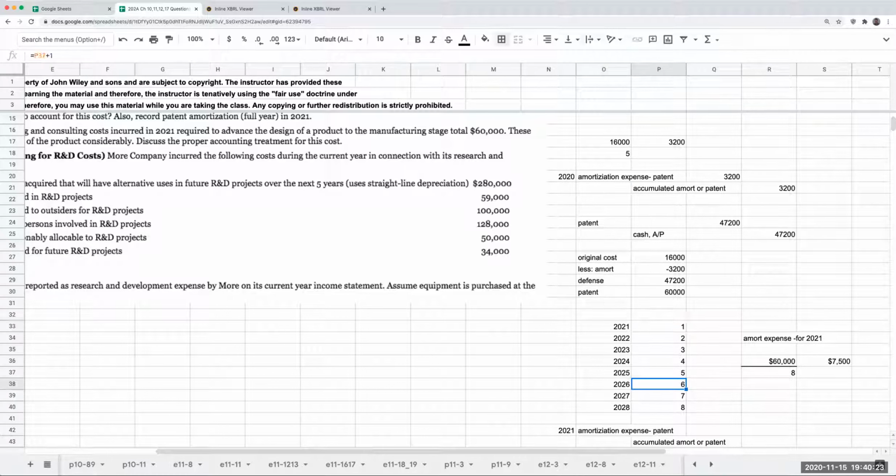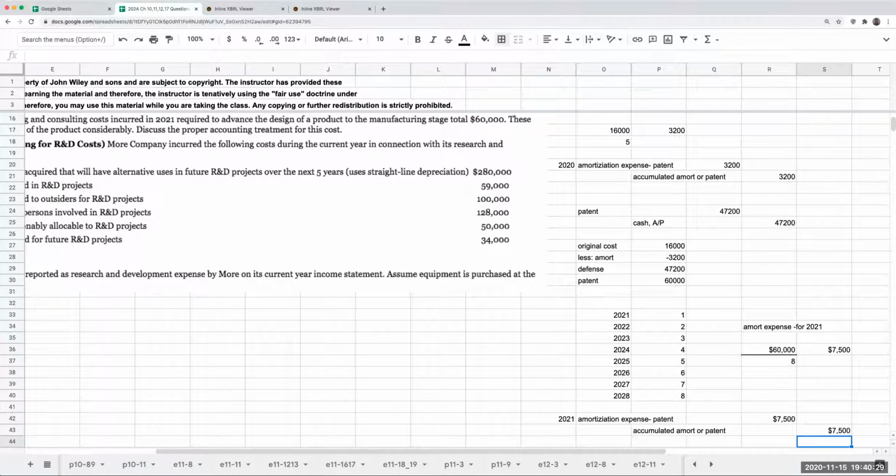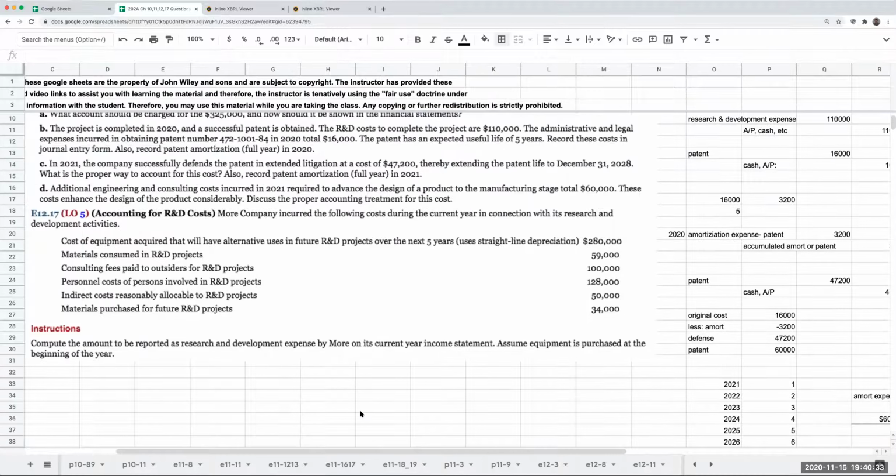And so this here would just be the 7,500. Okay, so let's take a look over here. Additional engineering and consulting costs incurred in 2021 to advance the design of a product to the manufacturing stage totaled 60,000. These costs enhance the design of the product considerably. Discuss the proper accounting treatment for this cost.